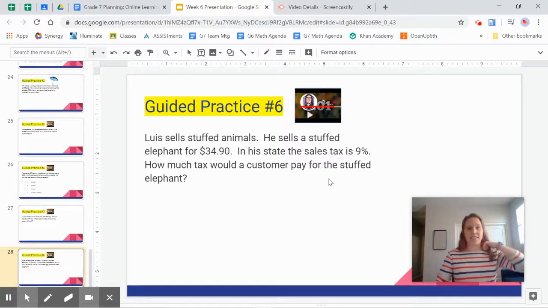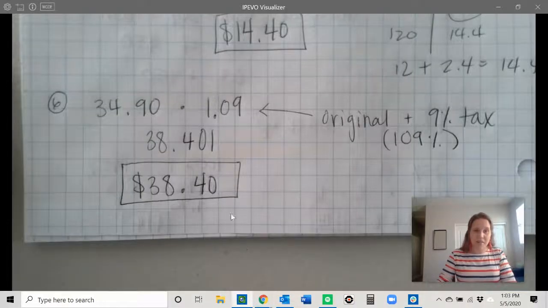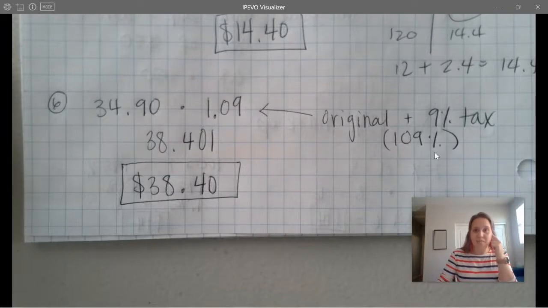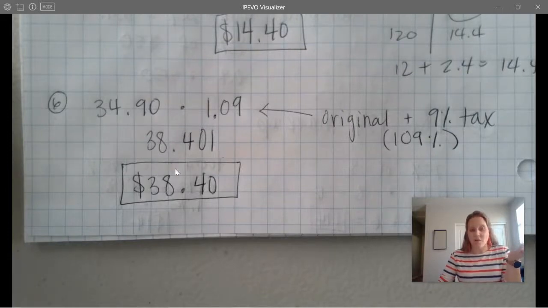A sales tax is an increase on our price, so we're going to increase this price by 9%. I was thinking I want to find 109% of the original cost, $34.90. That's because I take my original plus 9% more. When I did that multiplication, I got 38.401. However, the answer is money, so I changed my answer. I rounded it to the hundredths place, $38.40.